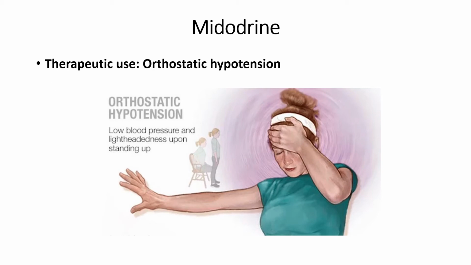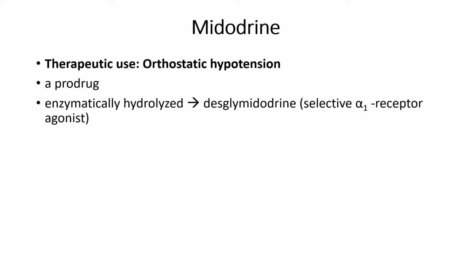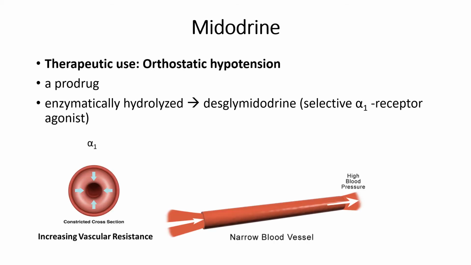So midodrine is actually a prodrug. It would then be enzymatically hydrolyzed to desglymidodrine, which is a selective alpha-1 receptor agonist. It exerts its action via activation of the alpha-1 receptors on the arteriolar and venous vasculature, producing vasoconstriction. The decrease in diameter would then increase total peripheral resistance, consequently resulting in elevation of blood pressure. So that's the mechanism of action of midodrine.